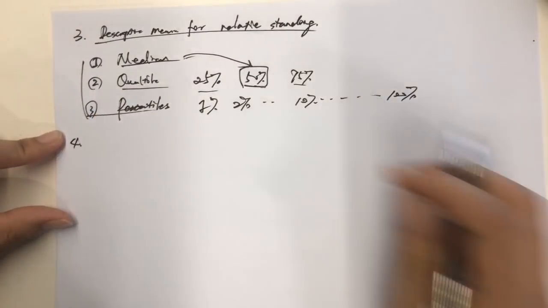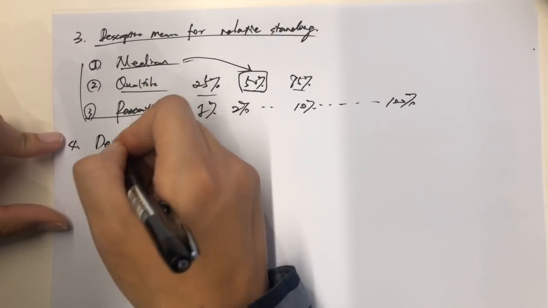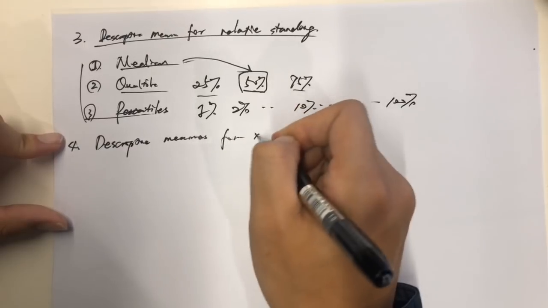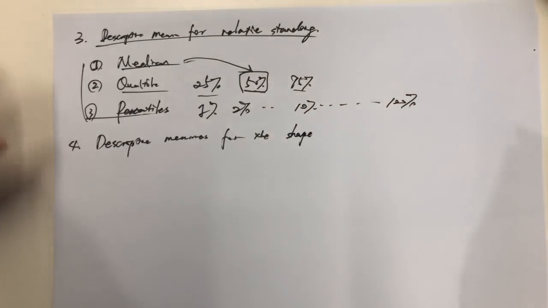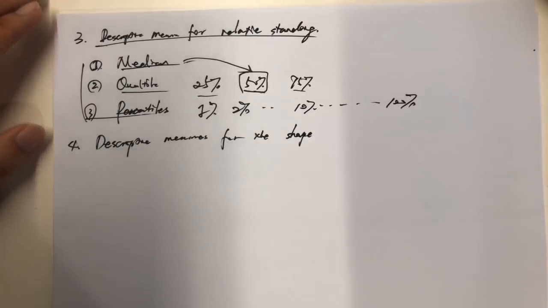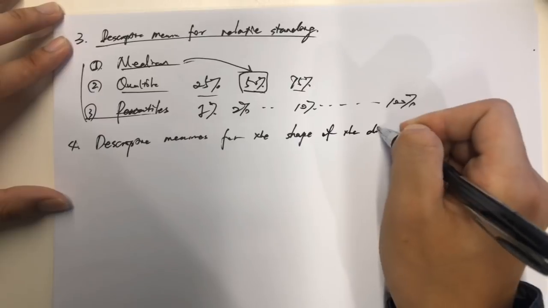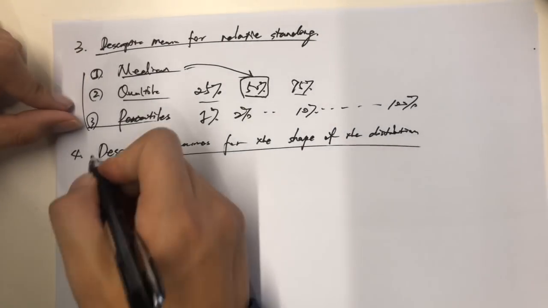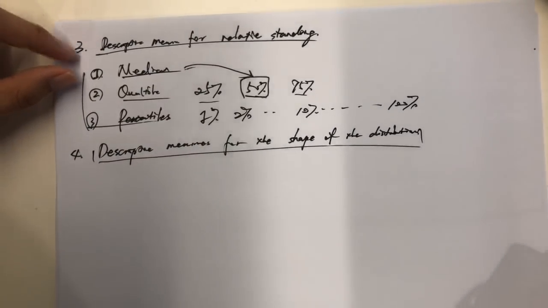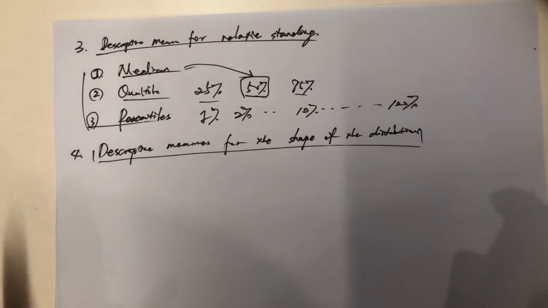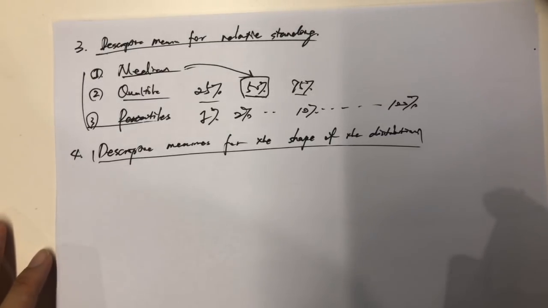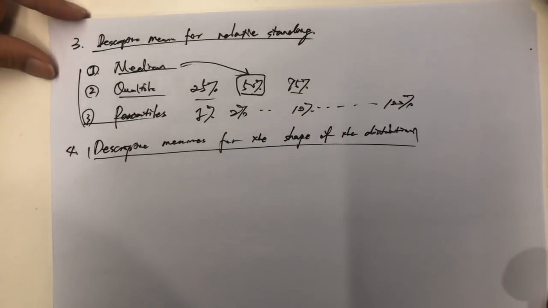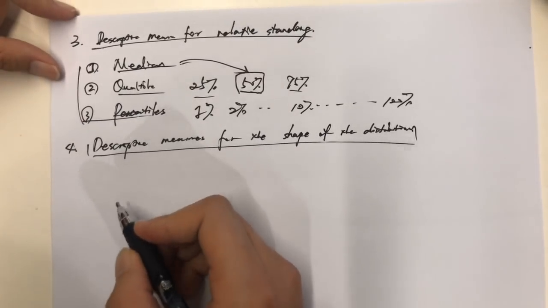And the fourth thing is the descriptive measures for the shape of the distribution. So this can be confusing for some students because it's the shape of the distribution. In this part, we do have two new descriptive measures that are provided for your own readings, and some of you have asked in the online questionnaire. So I'd like to explain a little bit about skewness as well as kurtosis.